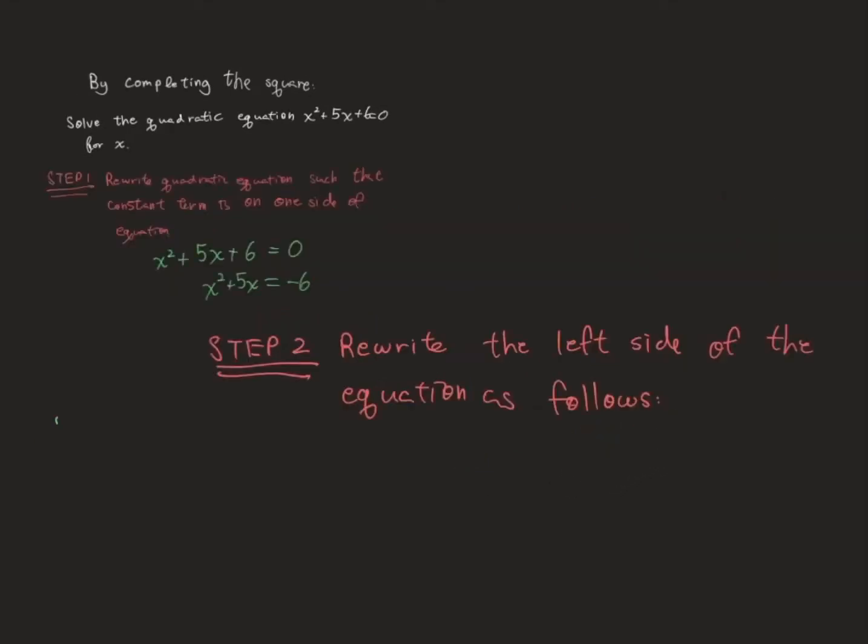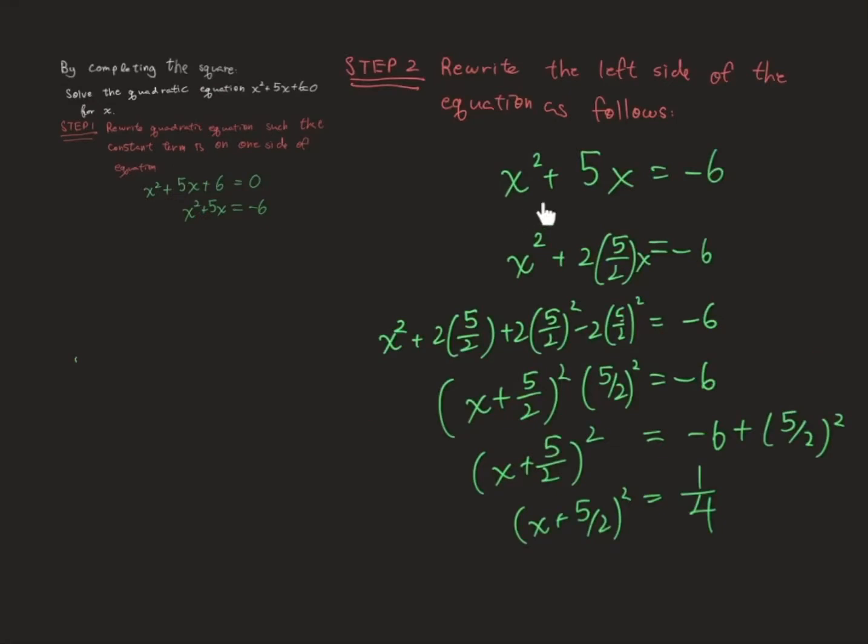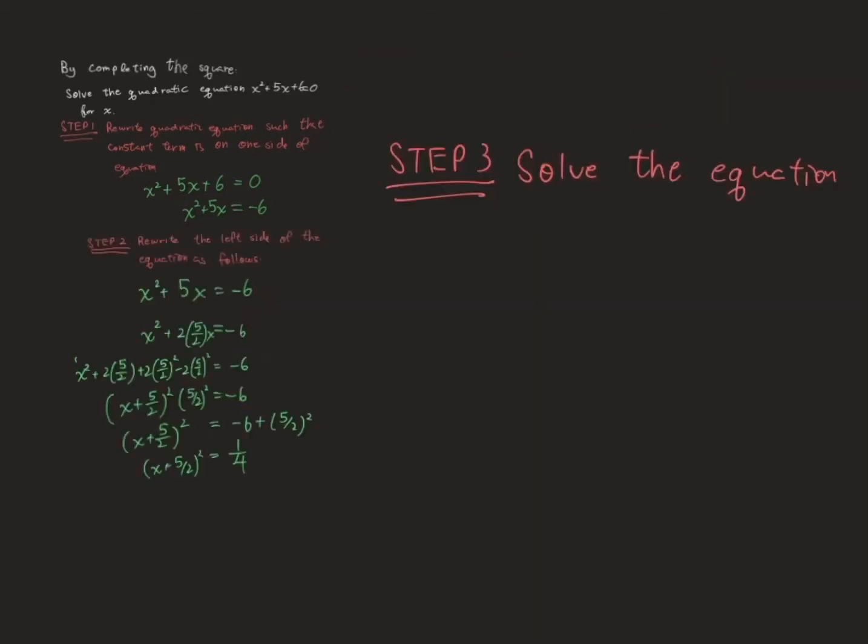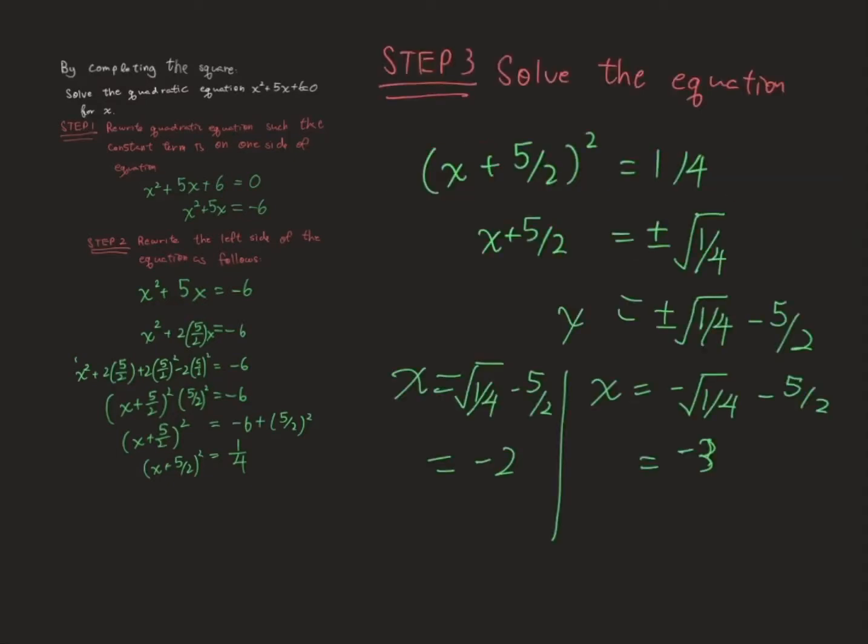So step 2 is that we may rewrite the left side of the equation as follows. x squared plus 5x equals negative 6, and then (x plus 5 over 2) squared equals 1 over 4. So the last step is to solve the equation. So we will get x equals negative 2 and x equals negative 3 for the answer.